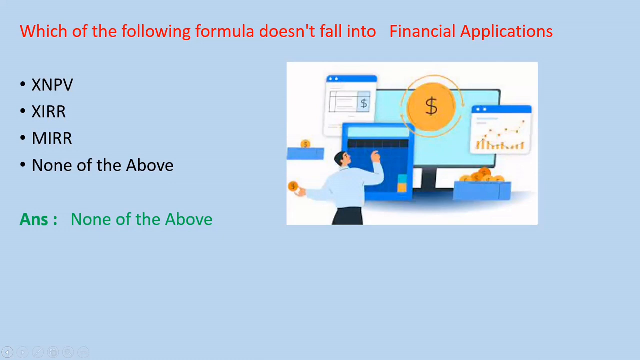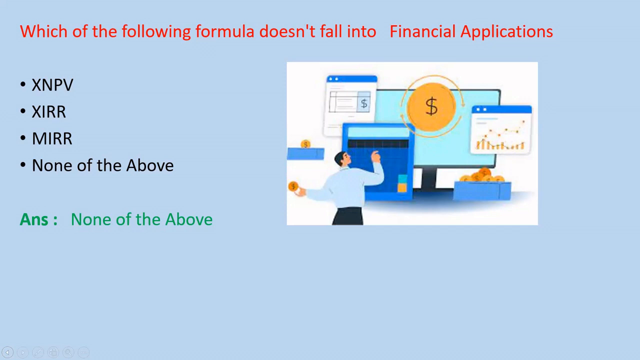The XNPV function in Excel allows us to calculate the net present value of a series of cash flows at irregular intervals. Unlike the standard NPV function, the XNPV function allows the user to input specific dates that correspond to the discounted cash flows in the series. XIRR is also an IRR, internal rate of return. Excel calculates the internal rate of return for an irregular series of cash flows.